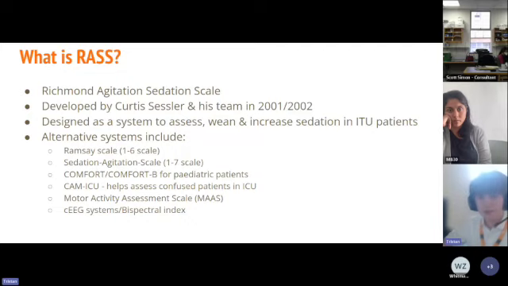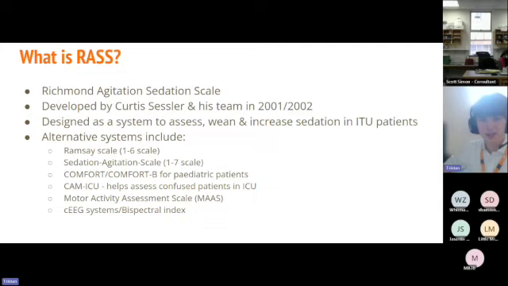So there's lots of similar systems that use very similar terminology but are scaled slightly differently. The Ramsay scale reads very similarly. So does the Sedation Agitation Scale. The COMFORT and COMFORT-B systems were designed mainly to aim for paediatric populations. The CAM-ICU is the Confusion Assessment Method for assessing specifically confused patients in ICU. The Motor Activity Assessment Scale aims to look more at patients' motor activity. And then there are also more tech-driven systems, ones that look at EEG traces, bispectral indexes, and things like that. But obviously they're a bit more expensive, and running those for every patient might not always be possible.